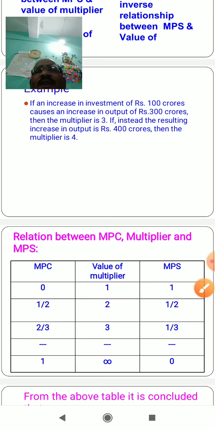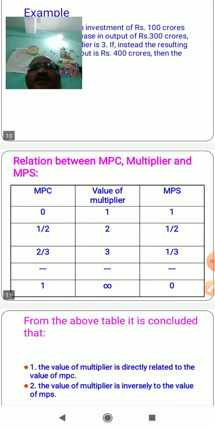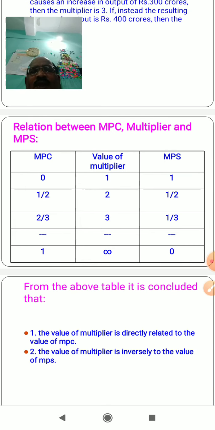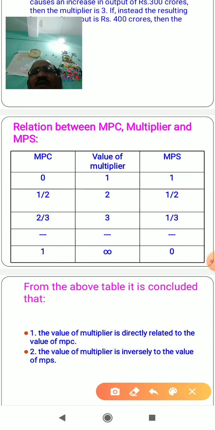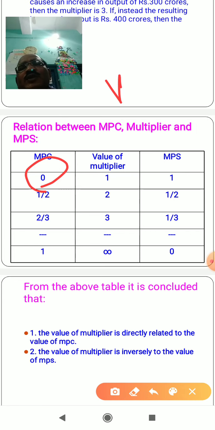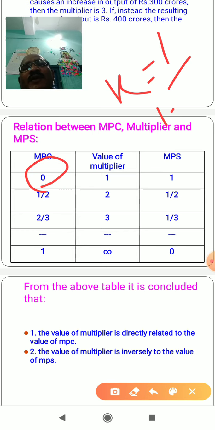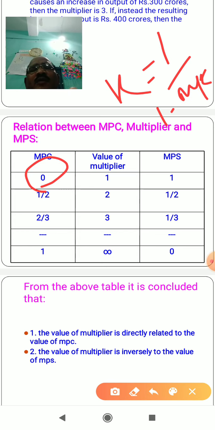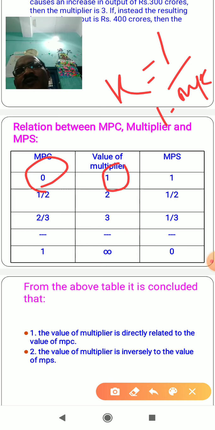Then if the increase in output is 400 crores, then the multiplier is 4, because the change in investment is 100 crores. Then what is the relationship between MPC, multiplier and marginal propensity to save? You can see when MPC equals 0, the multiplier equals 1 and MPS equals 1, because the value of multiplier K is equal to 1 by 1 minus MPC. That means 1 minus 0 equals 1, and 1 by 1 is the value of multiplier, equal to 1.